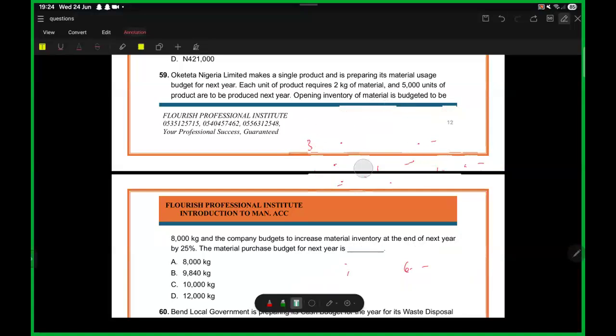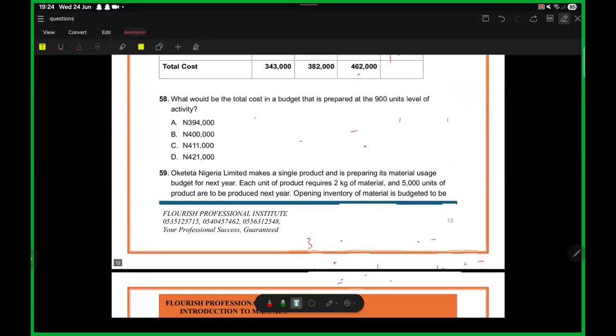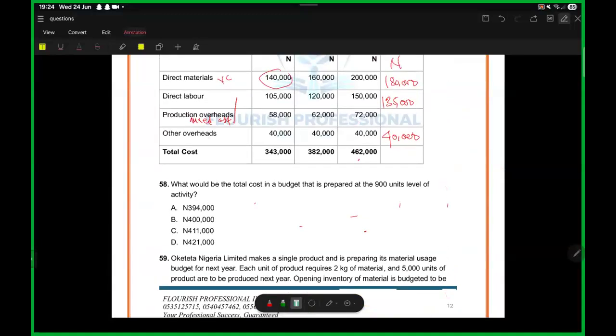Let's try, and help me so that I can do it very, very quick. You see, the formula we are using for the production overhead. So the total cost over there is going to be this production overhead. So when we come, we say the variable cost per unit is 72,000 minus the lowest, which is the 58,000, over the highest 1,000 units minus 700.